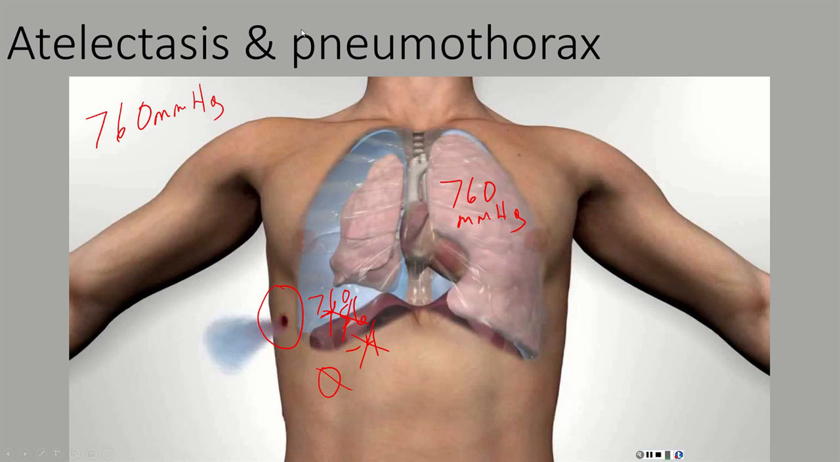Pneumothorax leads to atelectasis. And that's because this atmosphere can get into the intrapleural space. And once that happens, and there's an equalization between atmosphere and the intrapleural pressure, that means there's also equalization between the intrapleural pressure and the intrapulmonary pressure. There's no pulling force to hold the lungs expanded. The lungs shrink down. The lung collapses.